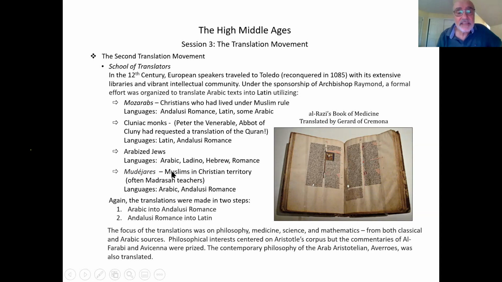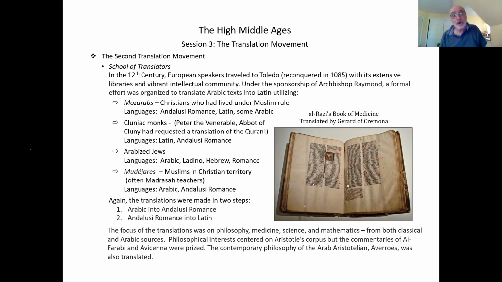The Mudejares, Mudejar is a Muslim in Christian territory. Often the educated ones teach in madrasas. They are Arabic speaking, but they also speak Andalusi Romance. So you will get Jews, monks, Christians who've been Arabized, Muslims who've been Christianized, all living in this melting pot, this intellectual garden of exotic flowers.